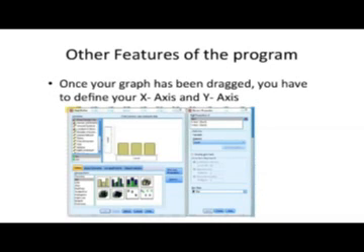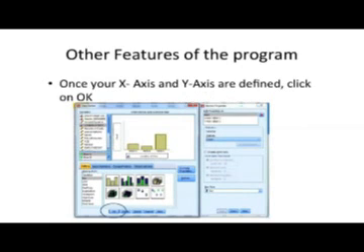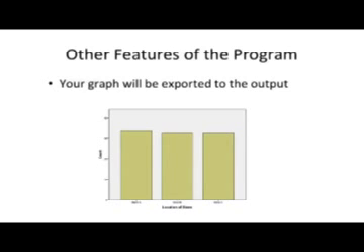Once your graph has been dragged to the box on the top of the page, you will now have to define your X and Y axes. In order to do that, you have to select which variables you want to put as your X and Y axes. To define your X and Y axes, the Variables option will appear on the left-hand side of the page. The Variables option is a listing of all the variables in your data file. Highlight the variables you want to represent your X and your Y axes and drag them over to the box on the right-hand side. Once your X and Y axes are defined, click OK, and your graph will be exported to the output file. The output file will show your graph.